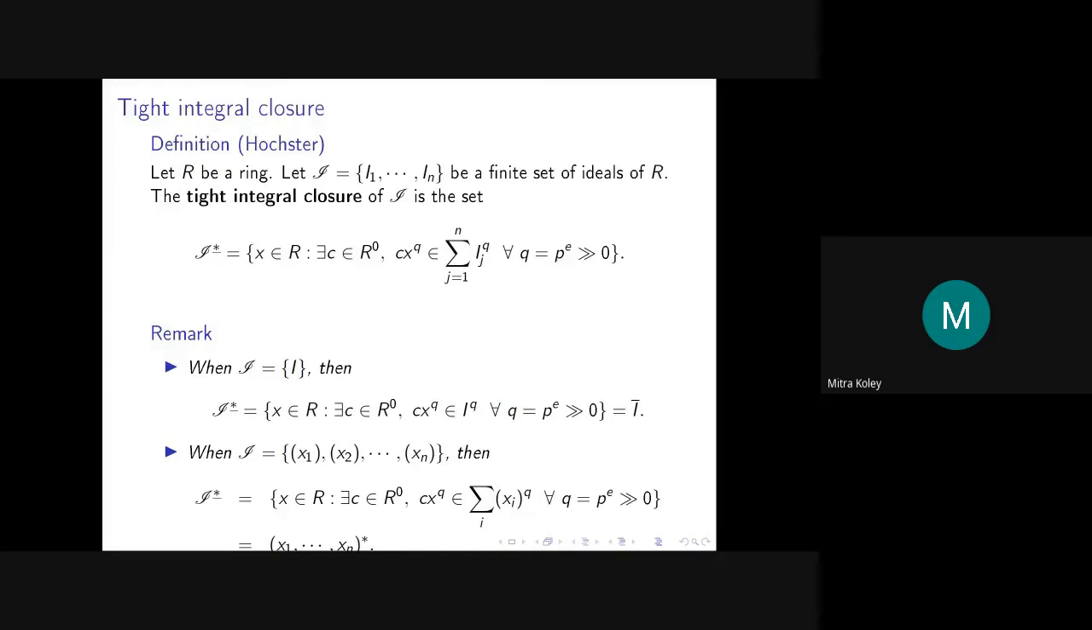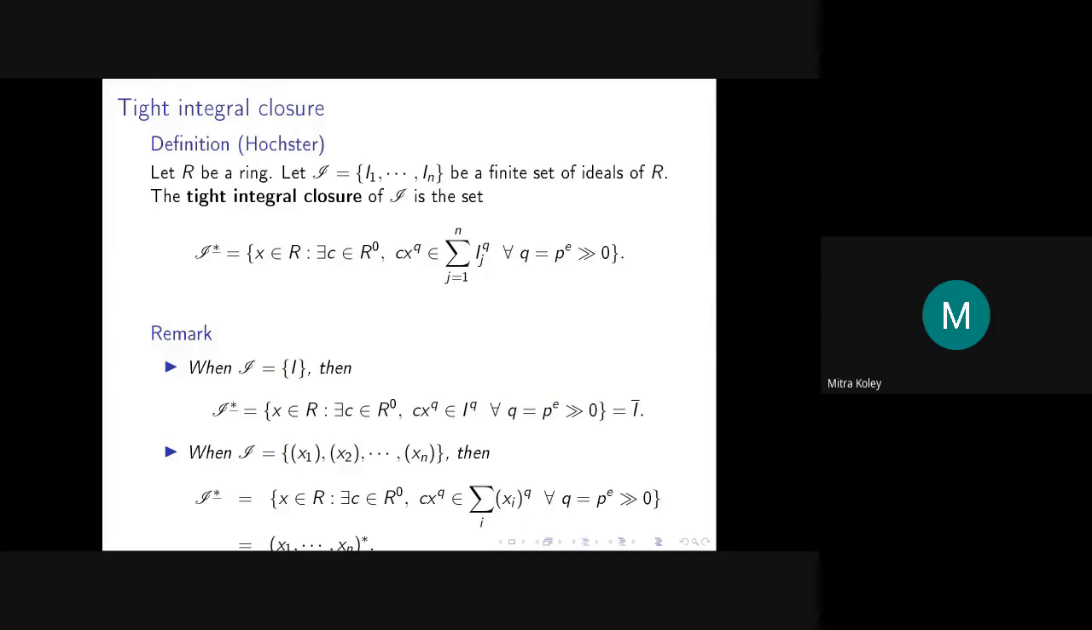And now we'll see two extreme cases of script I. The first case is when script I is just a singleton set, just one ideal I. Then the tight integral closure of script I is by definition the set of all elements in R such that there exists a c in R° such that c x^q is in I^q for all q large, which is equal to the integral closure of I. So in this case, the tight integral closure is the integral closure.